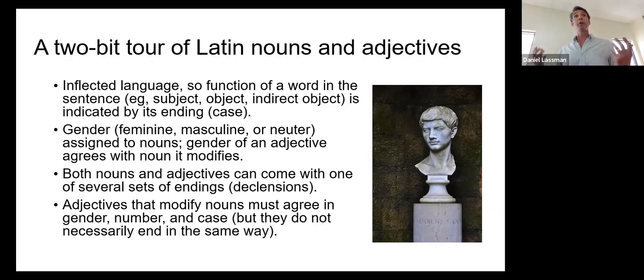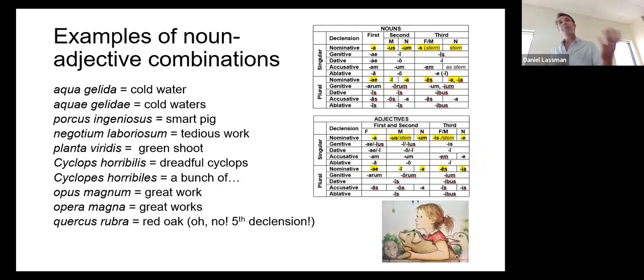And we call those in Latin declensions. It's the way the word falls out in a sentence. That's what declension comes from, it's falling. And finally, adjectives that modify nouns must agree in the gender and the number, that is one or more than one, and the case, what the word is doing in the sentence. But they don't always end the same way, which causes a lot of confusion, because sometimes, we'll see. So here are some examples of noun adjective combinations.